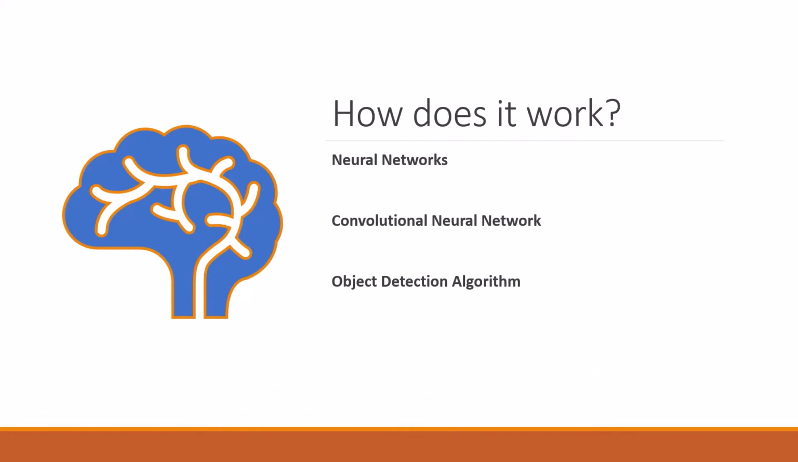How does object detection algorithm work? To understand how object detection works, we first have to understand neural networks and then look into a variant of neural network named convolutional neural network that is well suited for feature extractions on images. And finally, we'll look into state-of-the-art 2D and 3D object detection algorithms.